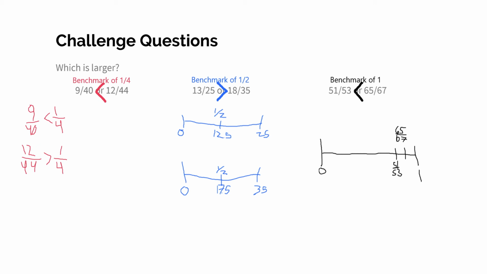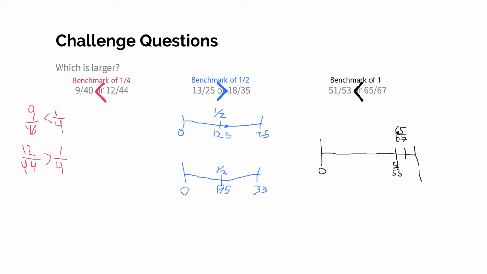If we look at this next one, we can see that we will be using the benchmark of 1/2 and comparing 13/25 to 18/35. We know that half of 25 is 12.5, and that half of 35 is 17.5. So 13 is 0.5 bigger than a half, which falls right here on the number line, about, and that 18 falls just over halfway to 35.